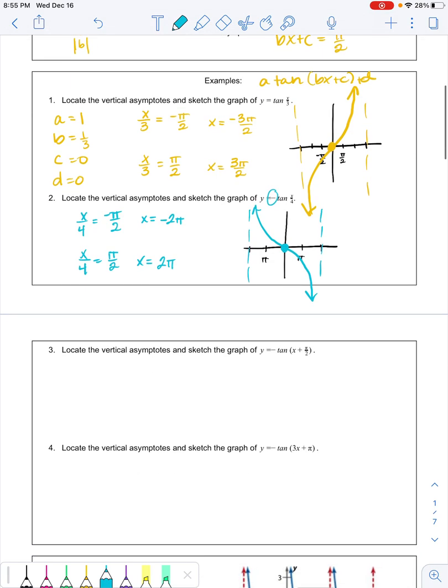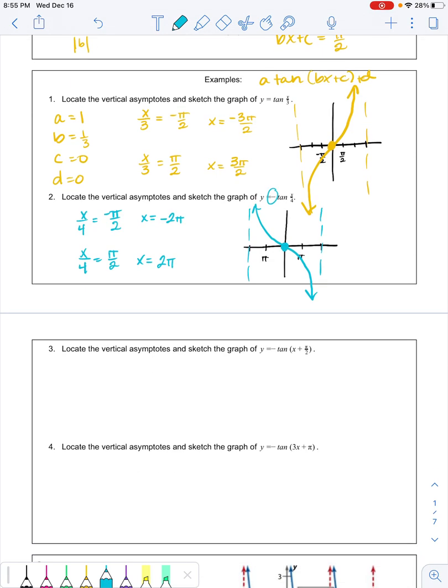Okay, let's try a couple more, a little bit more involved, with more going on in the equations. So number 3, locate the vertical asymptotes and sketch the graph. So same idea, take your bx plus c, which is x plus pi over 2, and set it equal to your two values. Again, that's something essentially you're just going to have to memorize since we're kind of just scratching the surface of understanding these functions.